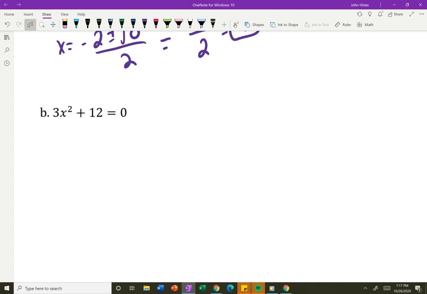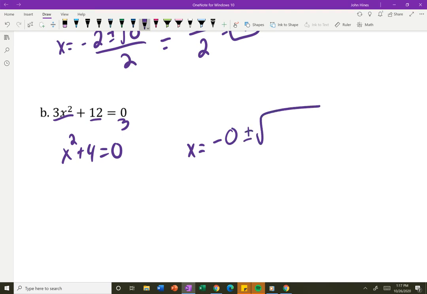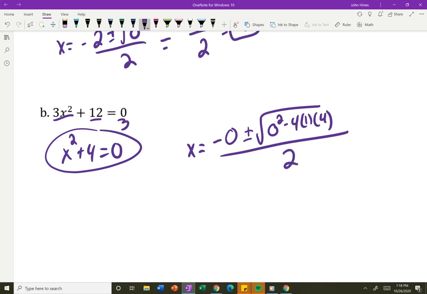3x squared plus 12. So first of all, notice that I could divide everybody by 3 here, right? x squared plus 4 equals 0, which you should recognize already has complex number solutions, but let's use the quadratic formula to see that. I get x equals negative, I don't have a b, plus or minus the square root of 0 squared minus 4 times 1 times 4 all over, again, I divided by 3, 2a.